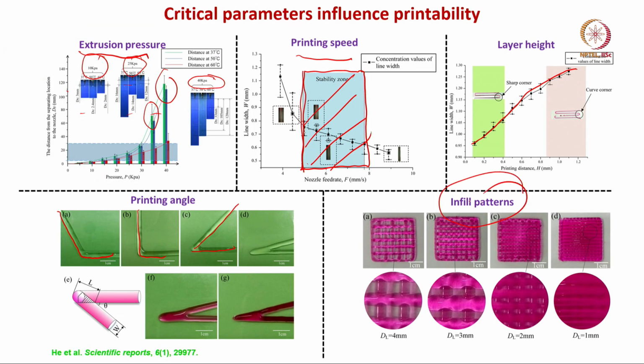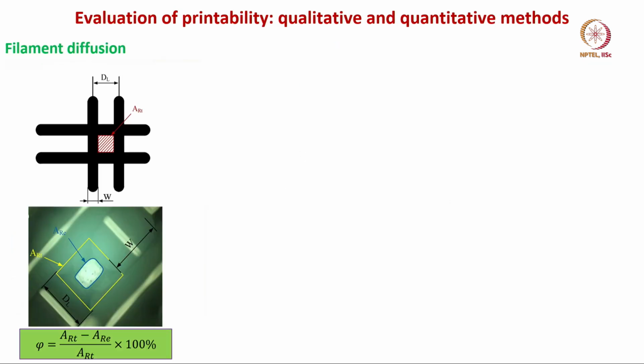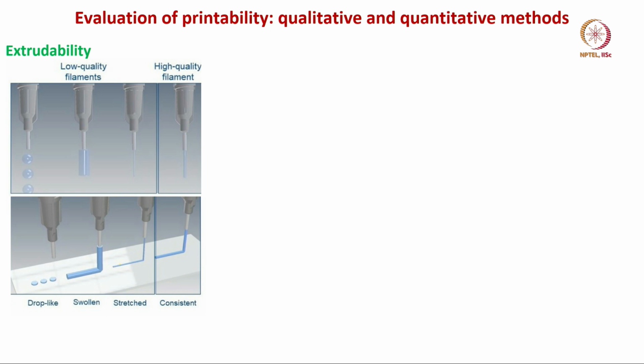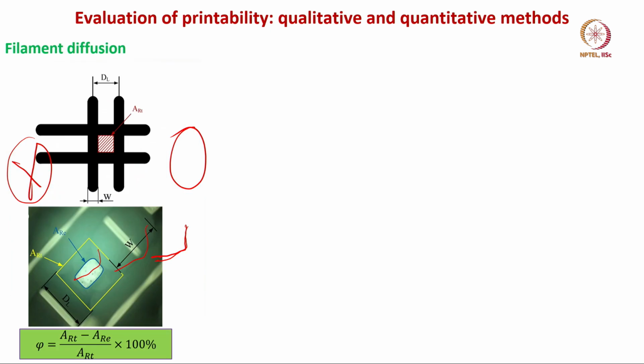Infill patterns are also important. This is the infill pattern of 1 millimeter, 2 millimeter and 4 millimeter, and you can see how the hydrogels are being printed. For evaluation of the printability, the first one is extrudability. You do not want a drop-like pattern; you want a swollen or stretched, consistent pattern. The consistent pattern is most important. This high quality filament structure is the key to good 3D printability.